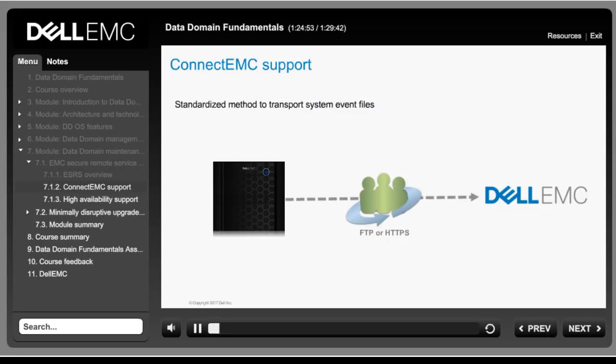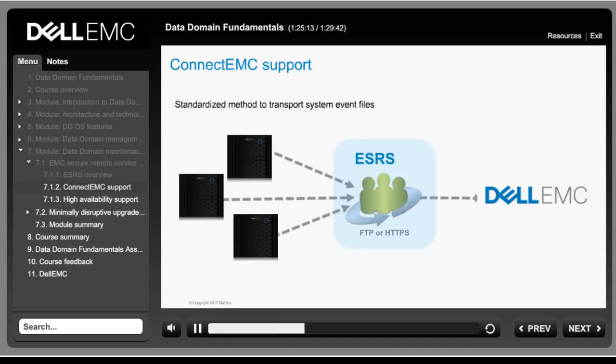Connect EMC is a standardized method that Dell EMC products use to transport system event files securely to Dell EMC support. The Connect EMC method sends messages in a secure format using FTP or HTTPS when it is used with an EMC Secure Remote Support Gateway. One benefit is that a single gateway can forward messages from multiple systems, and this allows you to configure network security for only the ESRS gateway instead of for multiple systems.